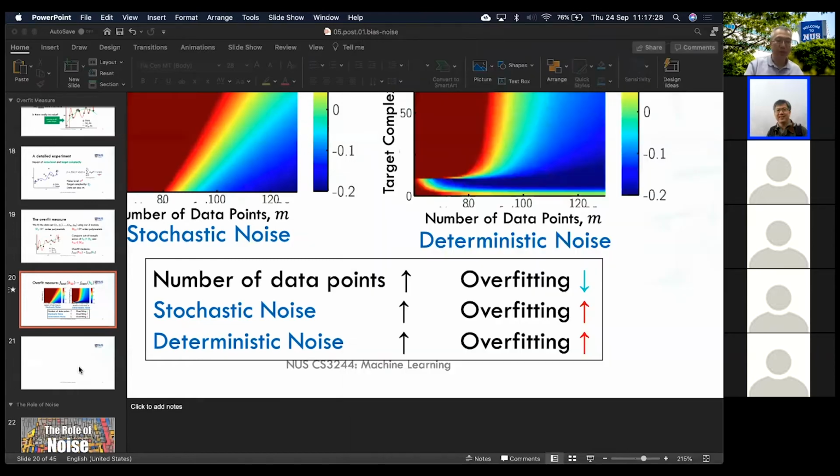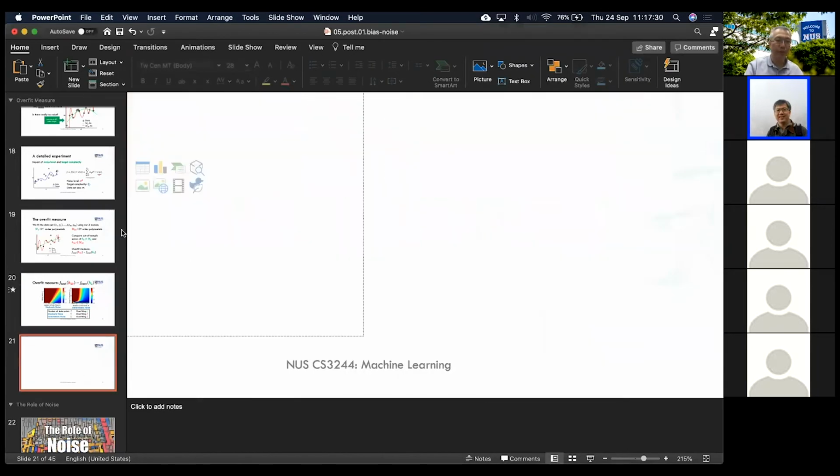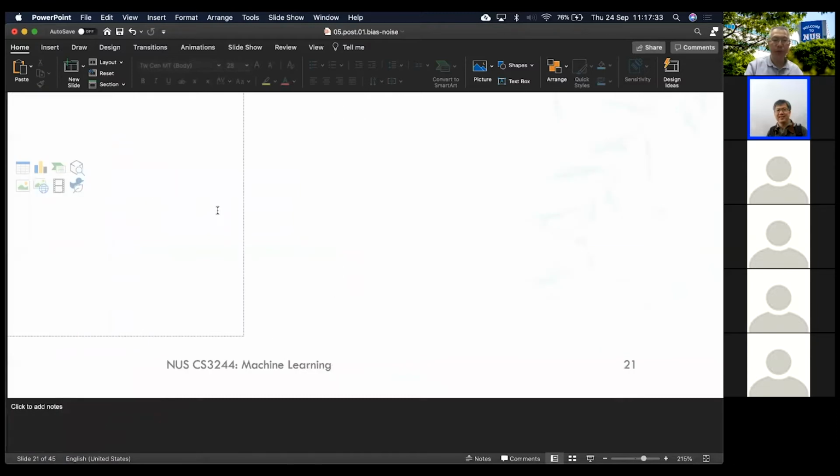Let me see, again, I'm going to move to the other slide. So we have a little bit of a whiteboard here. Okay, let me move it away.